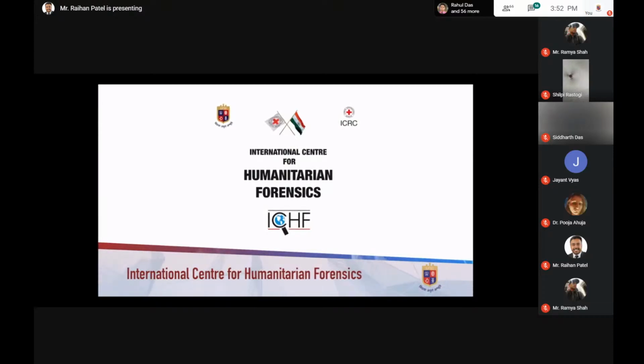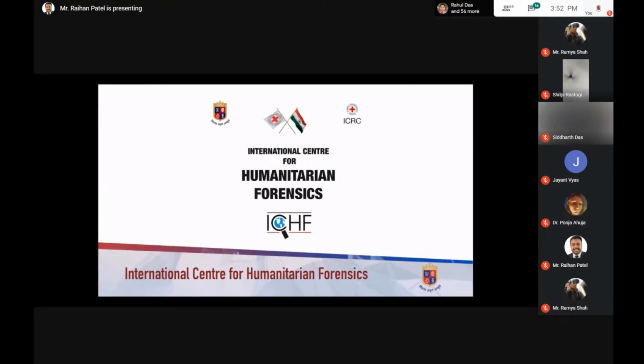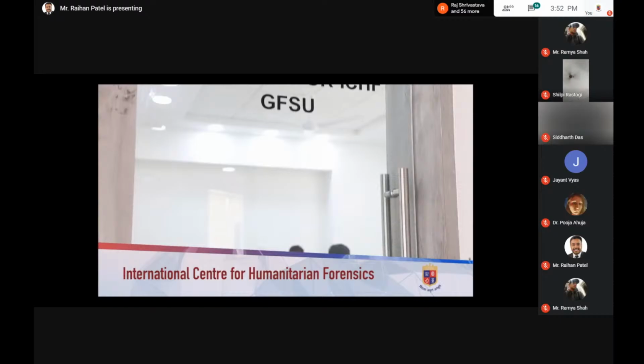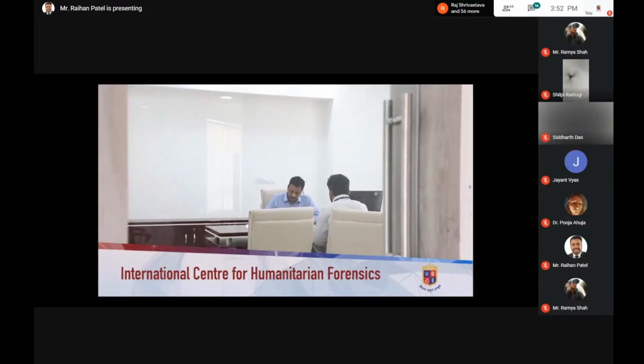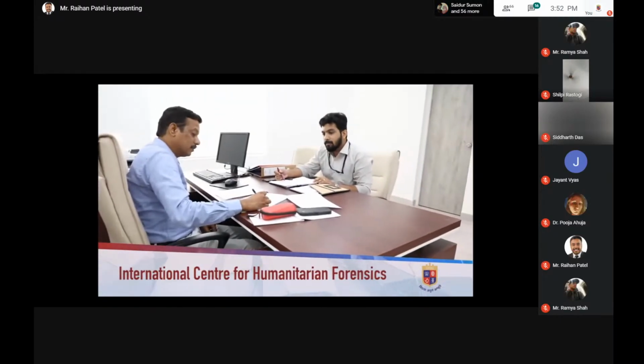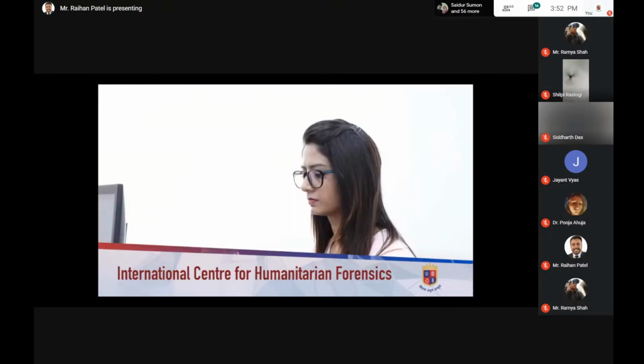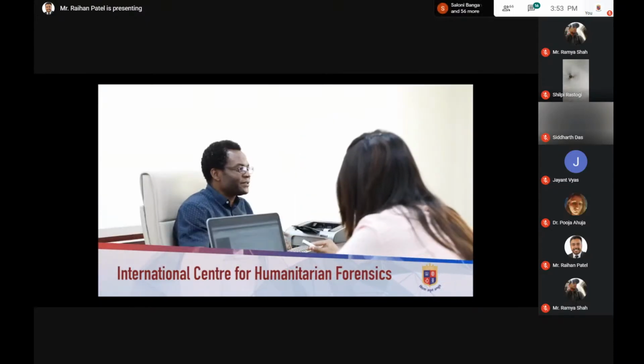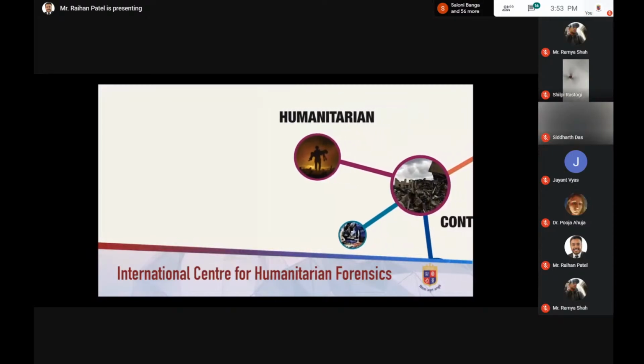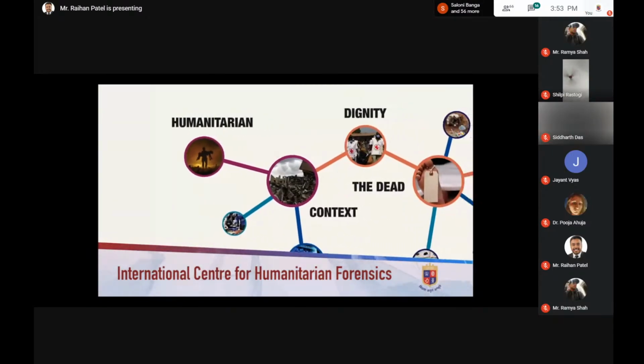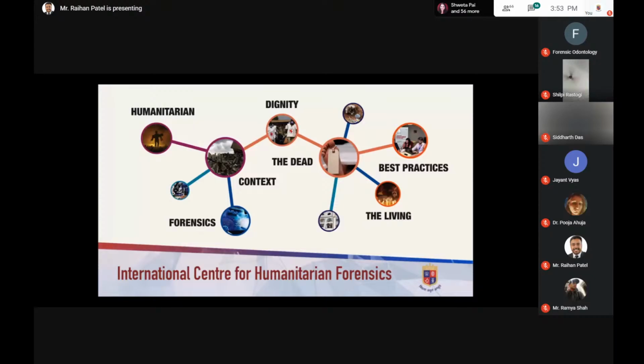International Center for Humanitarian Forensics, also known as ICHF, is envisioned to be the first global center of excellence in humanitarian forensics that will undertake teaching, research and services on various aspects of humanitarian forensic actions towards addressing the needs of vulnerable population in the event of disaster or emergency.